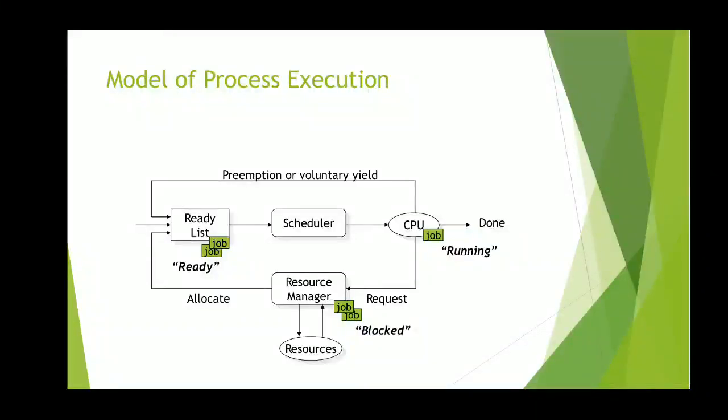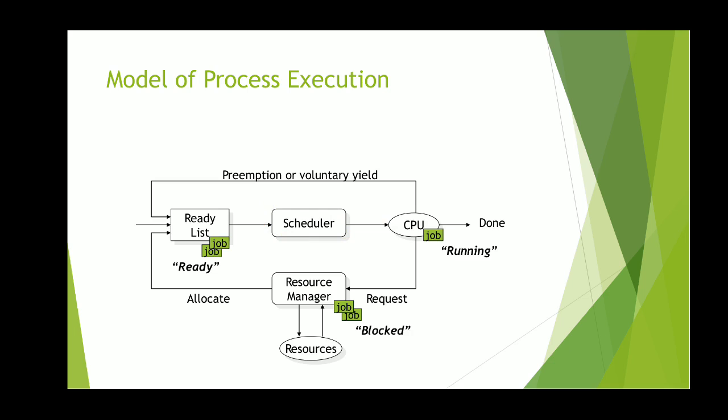This is the model of process execution. Initially the process will be in the ready queue. The ready queue contains a list of all processes which want to be executed, and depending on the process priority and process accounting information, the scheduler will assign the process to a CPU, and at the CPU the process will start running.